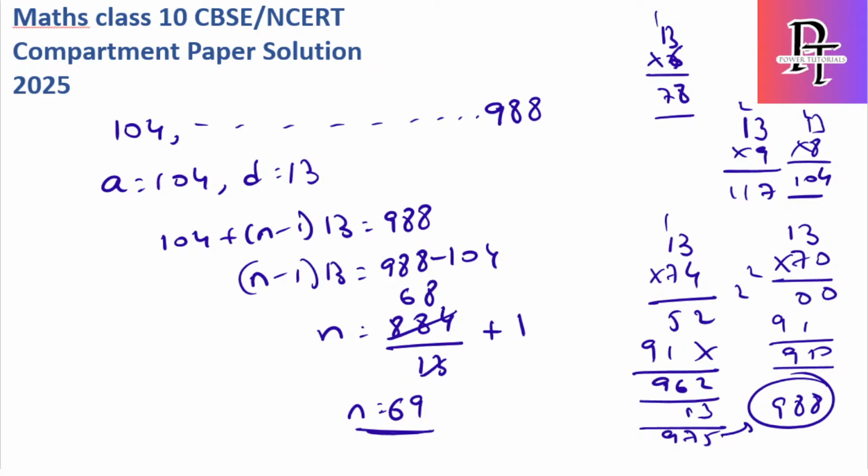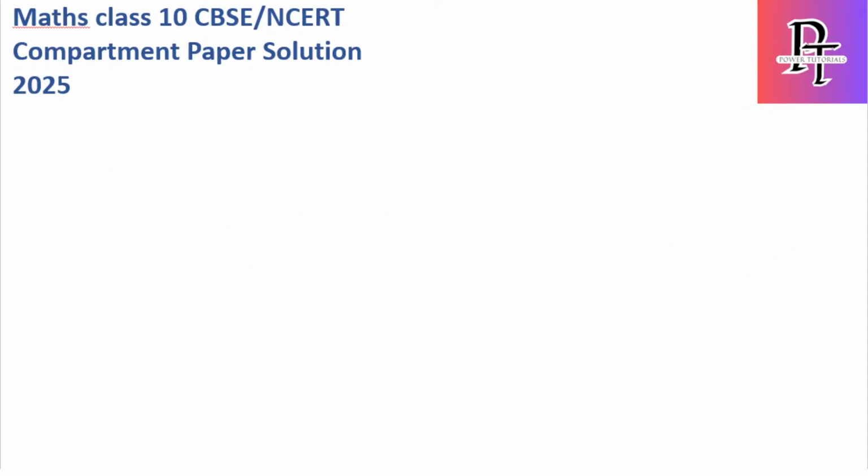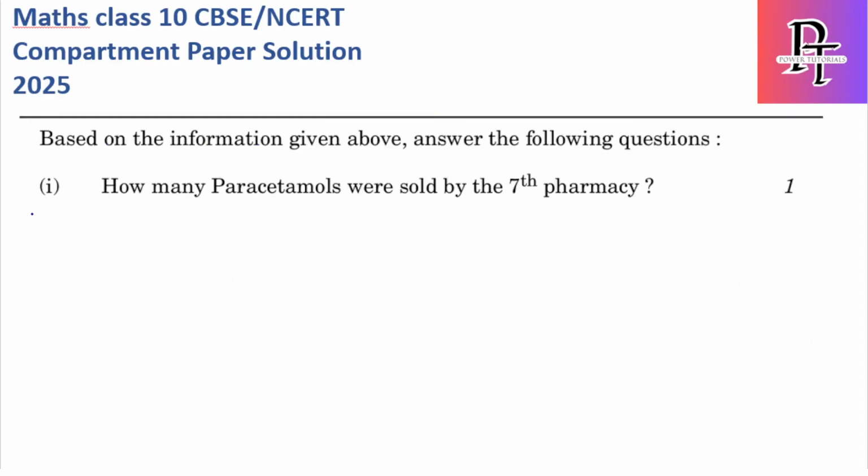Now let's see what they are asking. So if you know these 3 conditions, then you can solve any question related to it. Let's see the first one. How many paracetamols sold by the 7th pharmacy? 7th pharmacy is nothing but A7. A7 formula is A plus N minus 1 into D. So N value is 7.